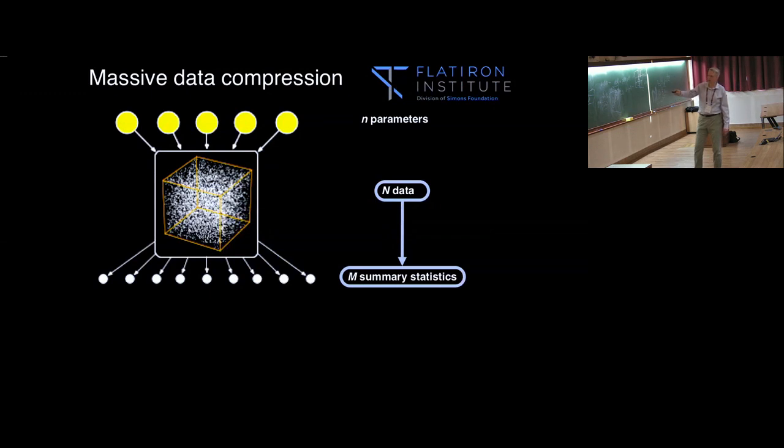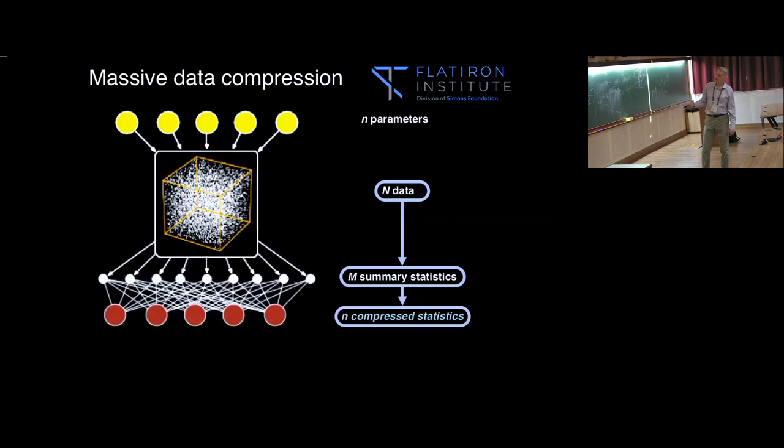M could easily be 100 or so, and even in a 100-dimensional space, it's hard to hit a point in a 100-dimensional space. The simulations have to hit the data, right? But it turns out that you can always, in general, compress these M summary statistics into a smaller set of compressed statistics where N is equal to the number of parameters. So if you have 5 parameters, you can always find 5 compressed statistics out of these summaries that contain all of the information in those M about these parameters.